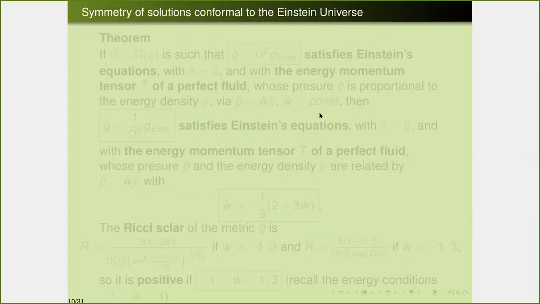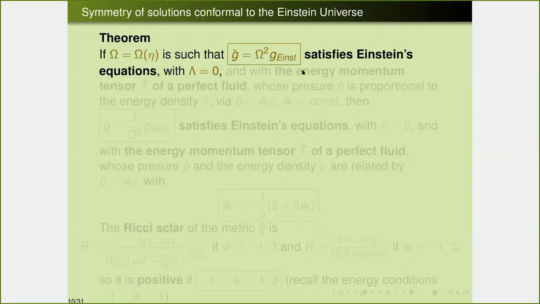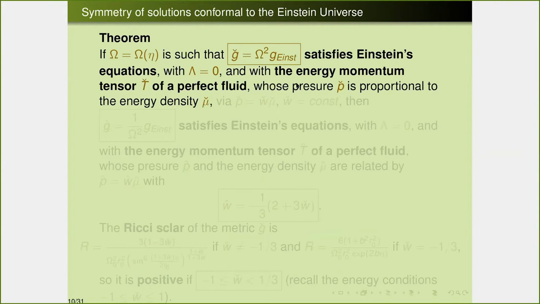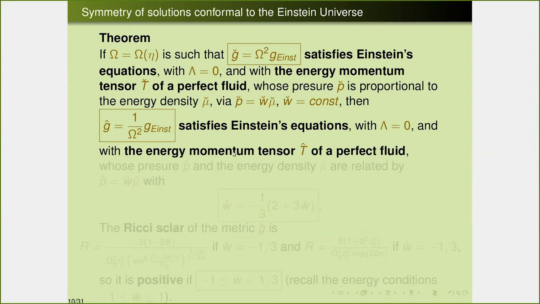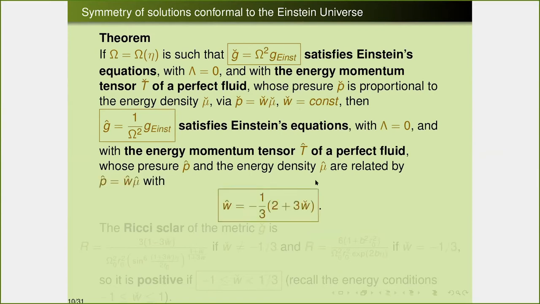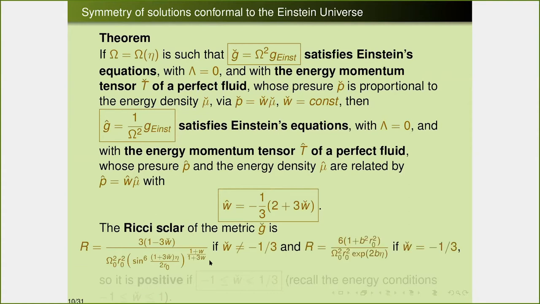So now I have the following theorem: if omega is such that this satisfies Einstein equations with zero cosmological constant and with the energy momentum tensor T check of a perfect fluid whose pressure is proportional to the energy density via this equation of state, then this one also satisfies Einstein equations, also with lambda equals zero, and with the energy momentum tensor T hat of a perfect fluid, but now whose pressure is related to the energy density by this W like this. So if I look at the Ricci scalars of the corresponding metrics, then I will see that it is actually this. The Ricci scalar at t equals zero is positive if this W check is between minus one and one third.